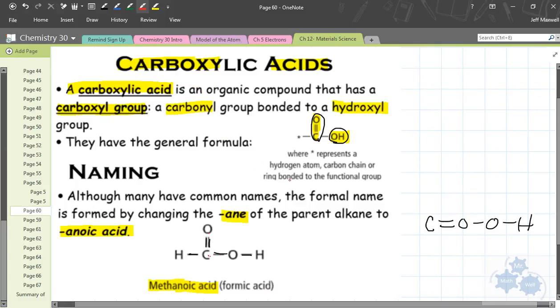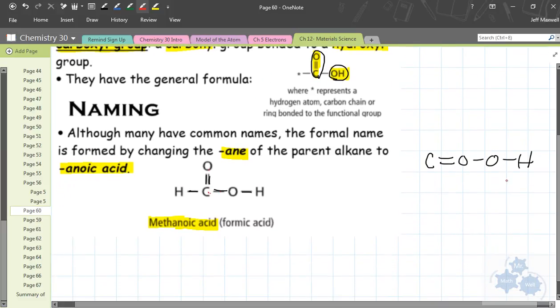If we go back to the naming here, what you do is you look at the carbon chain and you take off the "ane" and you add "anoic acid." So the one carbon would be methane, and because we have a carboxyl group attached to it, it's methanoic acid. For these ones there's a lot of common names. You do not have to memorize all the common names, but methanoic acid right here is how we would name that.